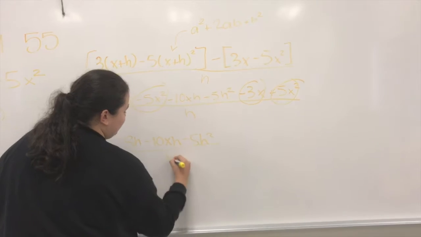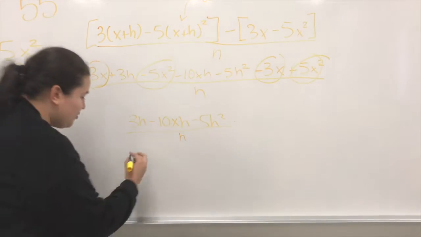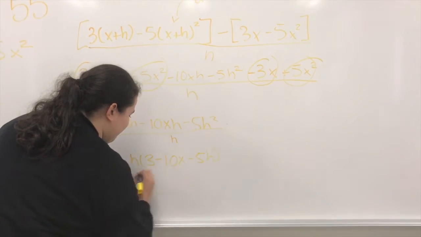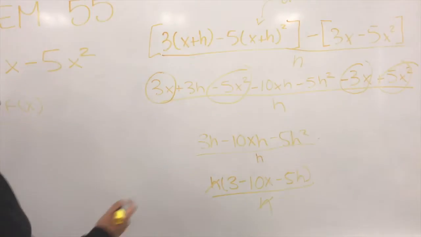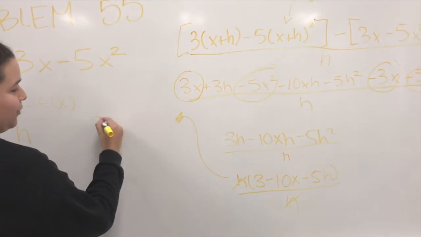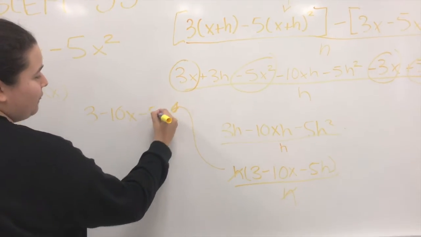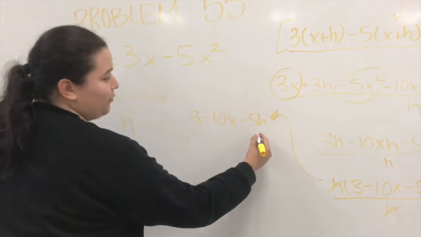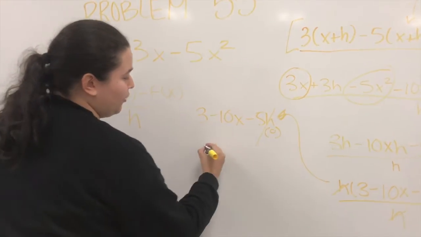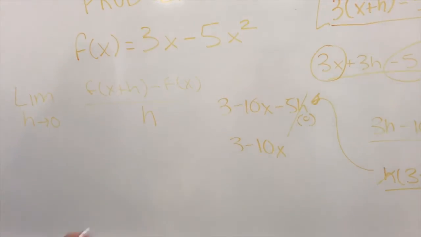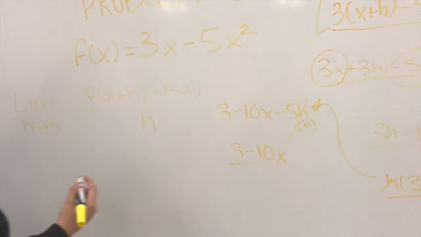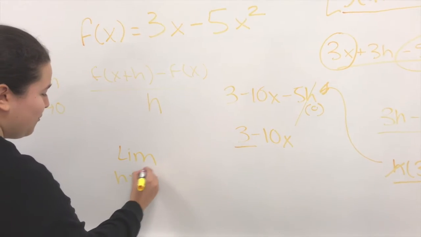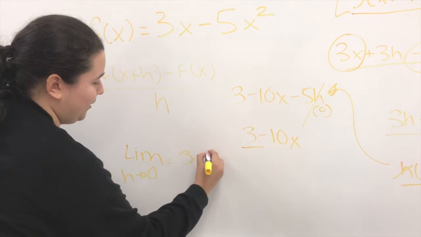All over h. Then you take out the common factor, which is h, all over h. You cancel them. So you're left with 3 minus 10x minus 5h. And then, since at the beginning h tends to 0, here's an h, so it's going to be 0. So this term cancels, and you're left with 3 minus 10x. So this is your answer, but the proper way to write it is the limit as h goes to 0 of 3 minus 10x.